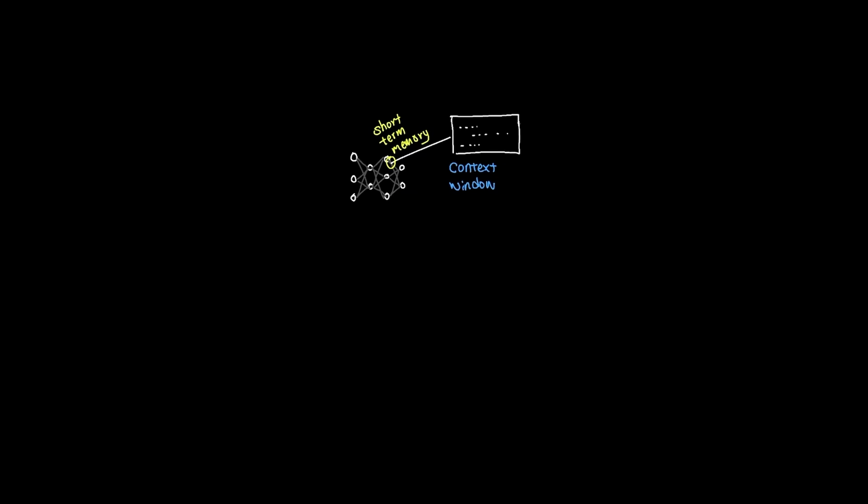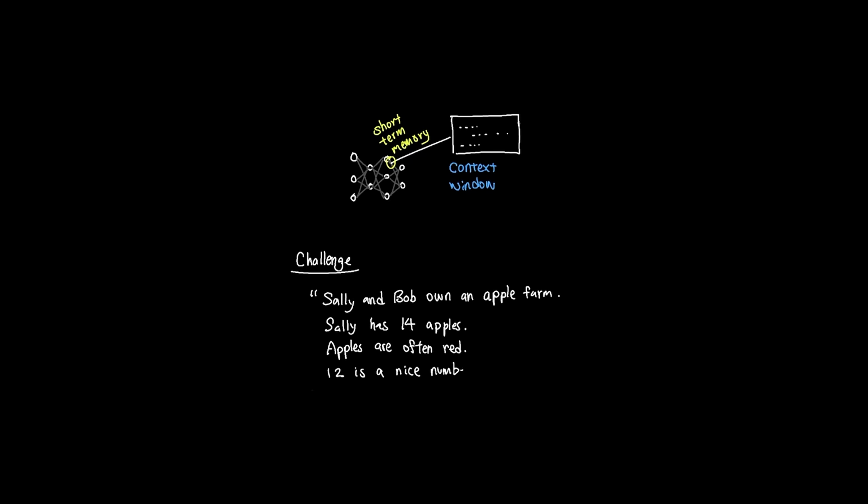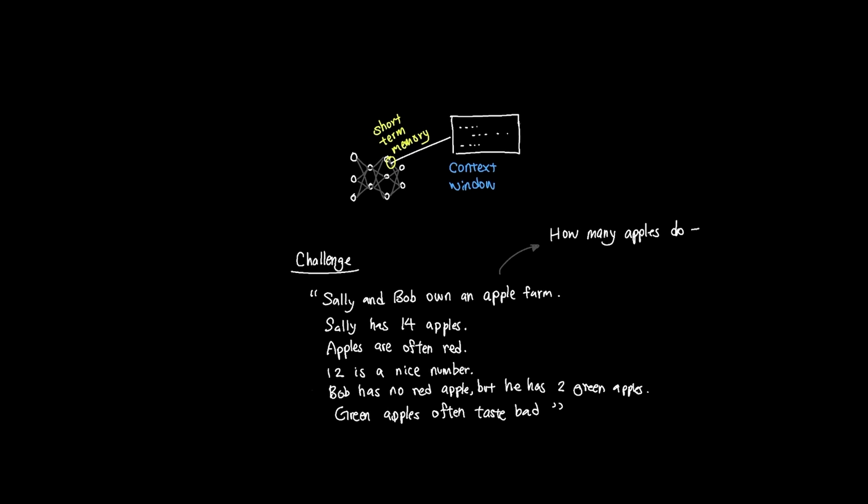Here's another angle to look at when it comes to memory in LLMs. Let's say I asked you this question. Sally and Bob own an apple farm. Sally has 14 apples. Apples are often red. 12 is a nice number. Bob has no red apple, but he has 2 green apples. Green apples often taste bad. How many apples do they all have? This might require you to think about the problem a little bit to get to the final answer, which is 16. That's because the context here includes information that is completely irrelevant to the question, which is to count how many apples they have in total.